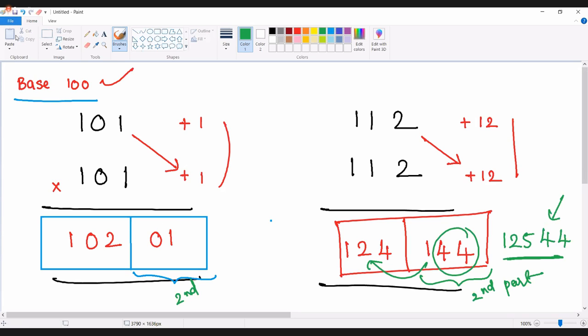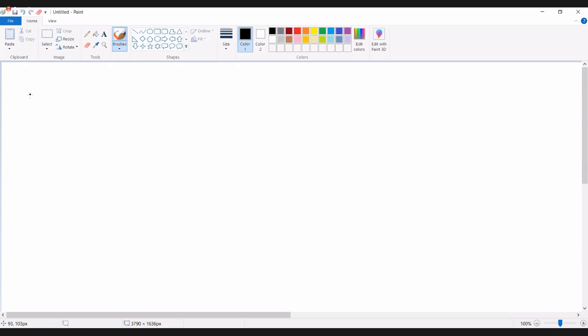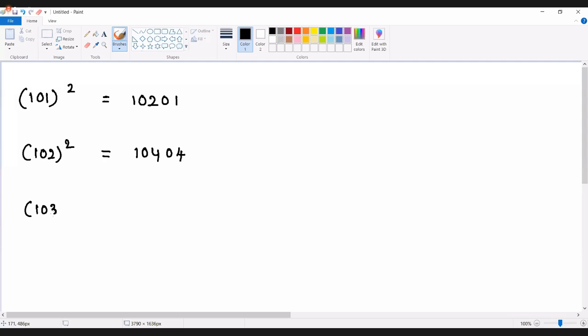That is the task which you have to do. I hope you are able to understand that point. Can you please tell me the answer once again? 101 into 101. 101 plus 1 is 102. 1 into 1 is 1, but we can take it as 01. The answer is 10201. Now what is 102 whole square? 102 into 102. 102 plus 2 gives a result of 104. 2 into 2 is 4, but you have to take it as a 2-digit number. That is nothing but 10404.